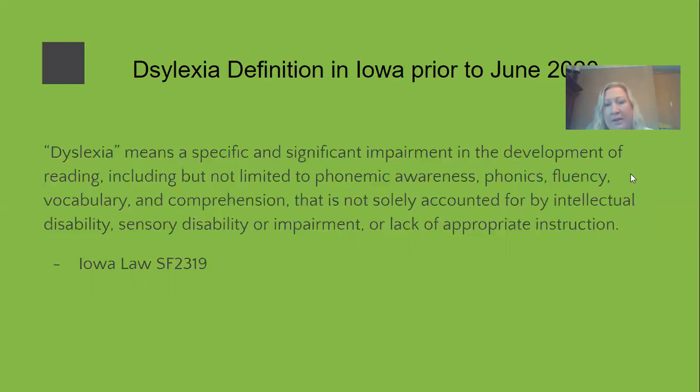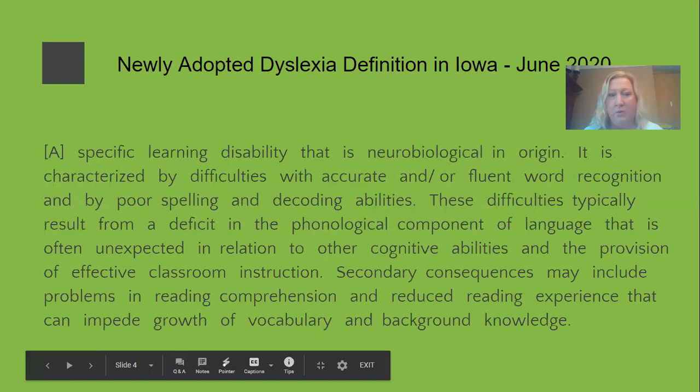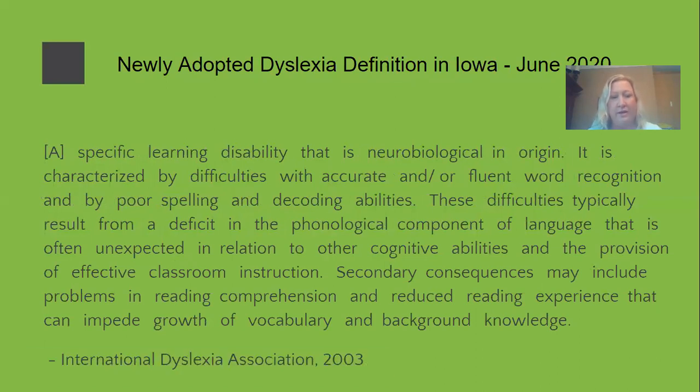The biggest problem is that it just lists the 5 areas of reading and really doesn't go very far in describing the nature of the difficulties. It could be used to describe basically any reading problem that isn't due to another disability like a cognitive impairment or a visual impairment. So the new law advocated for a change in that definition, and that law was passed in June. So this is now our definition of dyslexia in Iowa code.